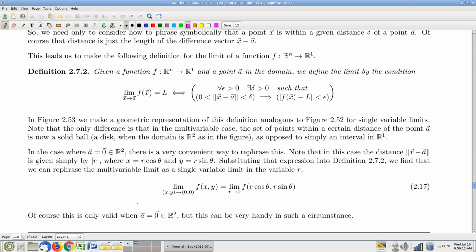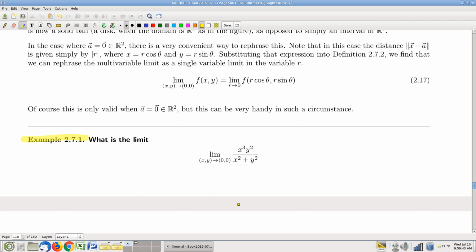So that being said, all you've got to do when you're approaching the origin is replace everywhere you have an x with r cosine theta, and everywhere you have a y with r sine theta. Take the polar limit as the scalar r approaches 0, and you can deal with your multivariable limit as a single variable limit. Sometimes this is actually even useful. Not always; this is a tool in the toolbox that won't always give you something you can deal with. But here's a great example where it does.